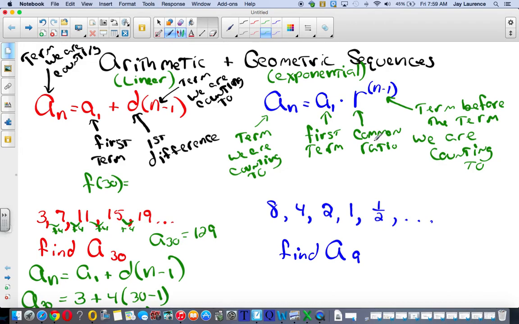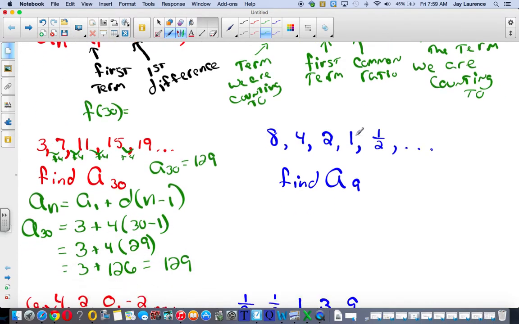What's going to be the common ratio? So let's see how this one works. Very similar. So let's see, I've got my a sub n equals a sub 1 times r to the power of n minus 1. And I need to find a sub n, so that's, or a sub 9, excuse me. A sub 1 is 8, and r is going to be 1/2.